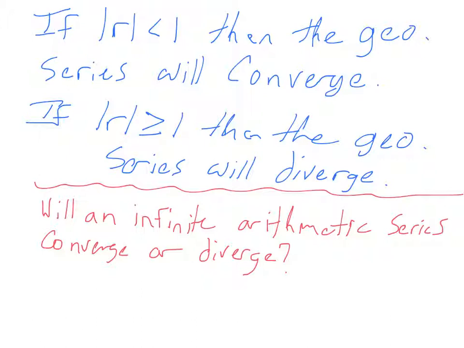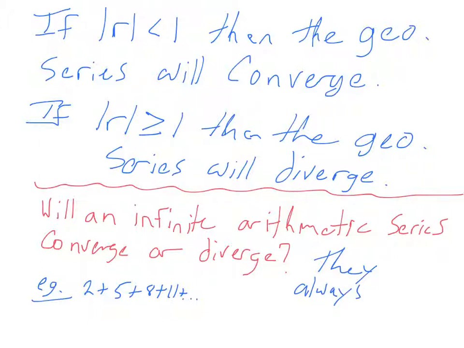So an example of an arithmetic series would be like 2 plus 5 plus 8 plus 11, dot, dot, dot, all the way out to infinity. Is that going to converge or diverge? It's going to be divergent. Yeah, it's never going to converge to a specific value. It's just going to continue to grow, and it's going to grow faster and faster as n gets larger and larger. So arithmetic series, they always diverge.